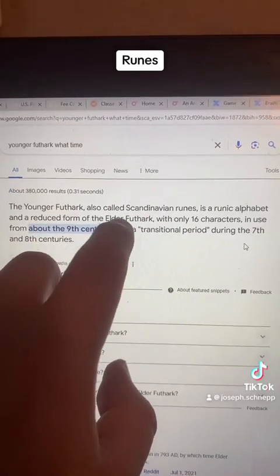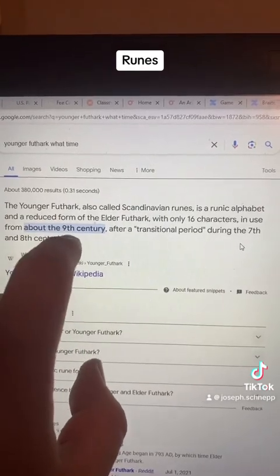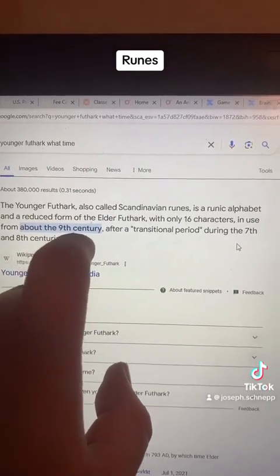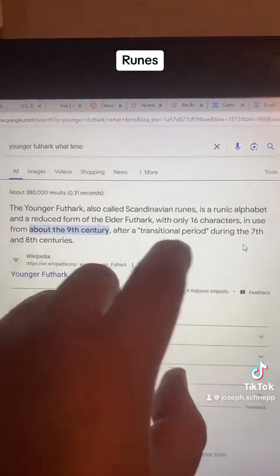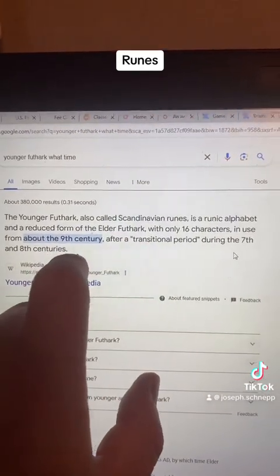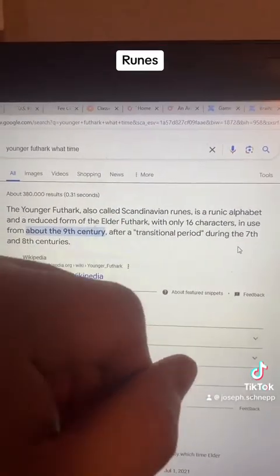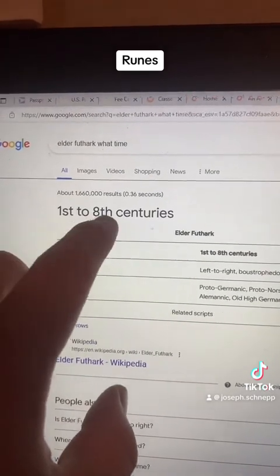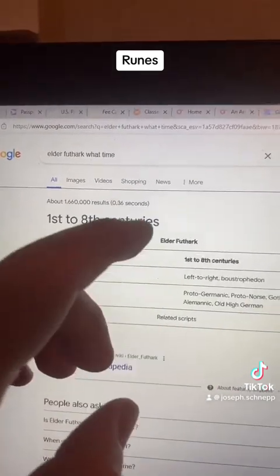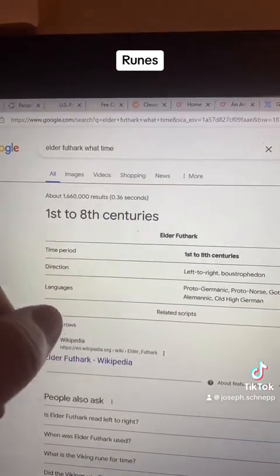The runic alphabet informed the Elder, with only 16 characters in use from the 9th century, the 800s AD, after a transitional period during the 7th and 8th centuries. So that's 6 to 700 AD. That's around the time of the Vikings. The Elder was actually used from year 0 to 700, so it had a transition from Elder to Younger as the Vikings came in.